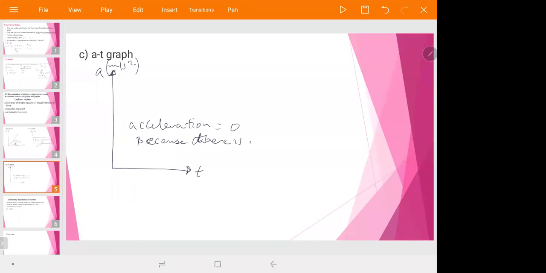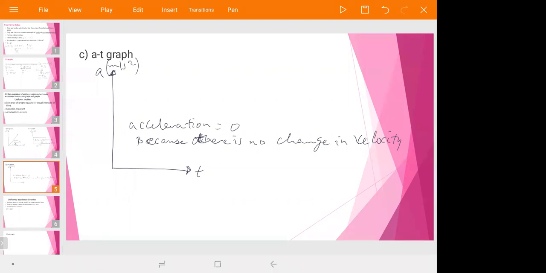There is no change in velocity, okay? And in uniform motion, because velocity is constant, acceleration is equal to 0. Acceleration is equal to 0. That means there is no change in velocity.